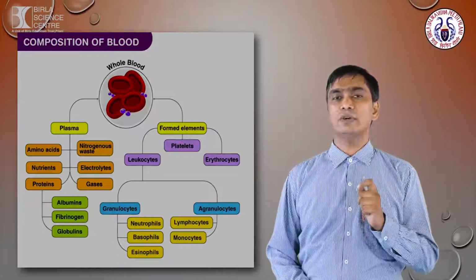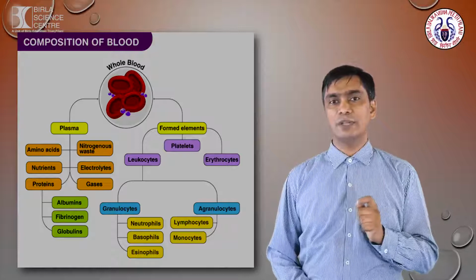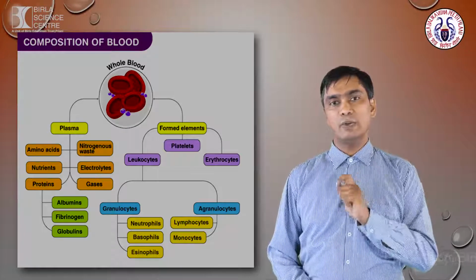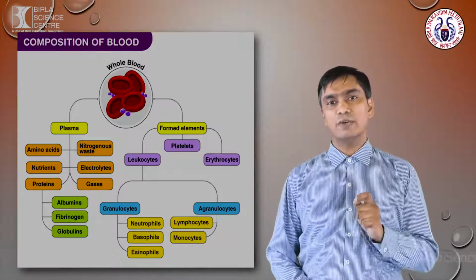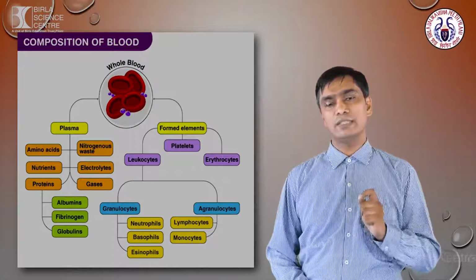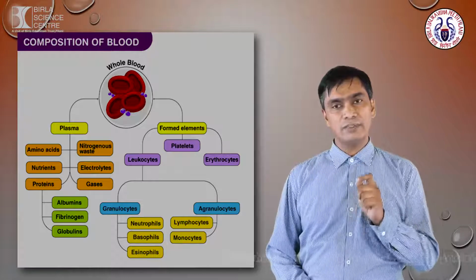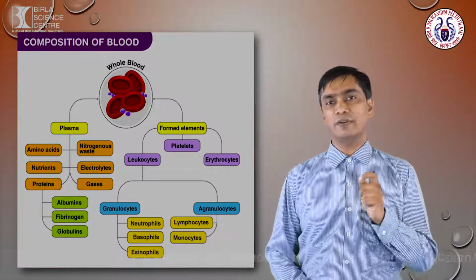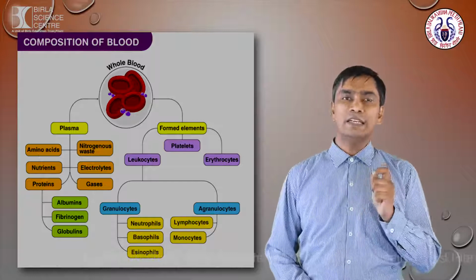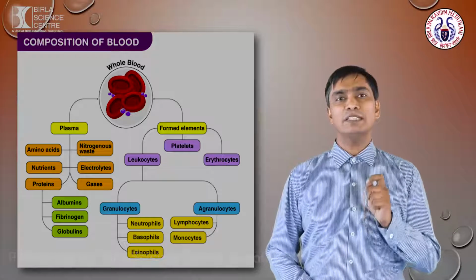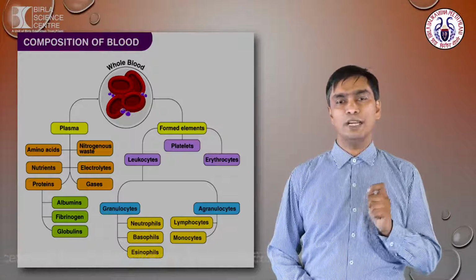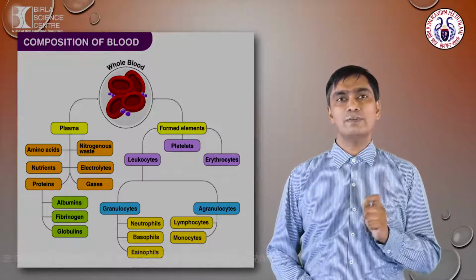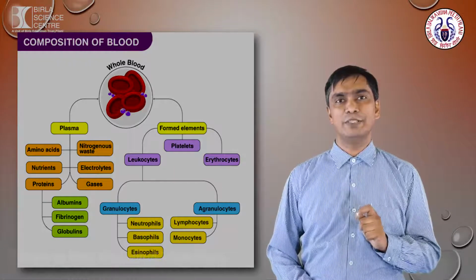In formed elements or cell components, you can find erythrocytes or RBC, platelets and leukocytes. Leukocytes are broadly classified into two categories, granulocytes and agranulocytes. In agranulocytes, you can find the very important cell, lymphocytes. Lymphocytes are broadly classified into two categories, B lymphocytes and T lymphocytes. B lymphocytes are responsible for humoral immunity, antibody mediated immunity, and T cells are responsible for cell mediated immunity.